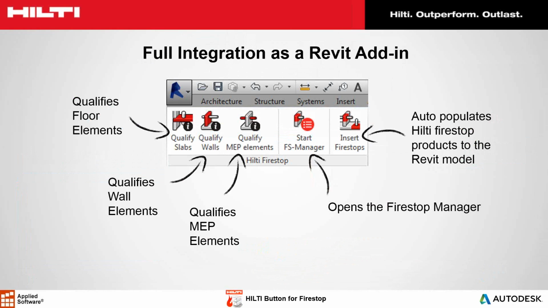So let's take a look at the full integration with Revit as an add-in. On the Revit menu, when you install the application, it will show up with these 5 buttons and allows you to qualify your floor slab elements for fire penetrations. You can qualify your wall elements, your MEP elements, and there are a couple of other buttons that allow you to open the Firestop Manager and auto-populate the Firestop products into the Revit model.